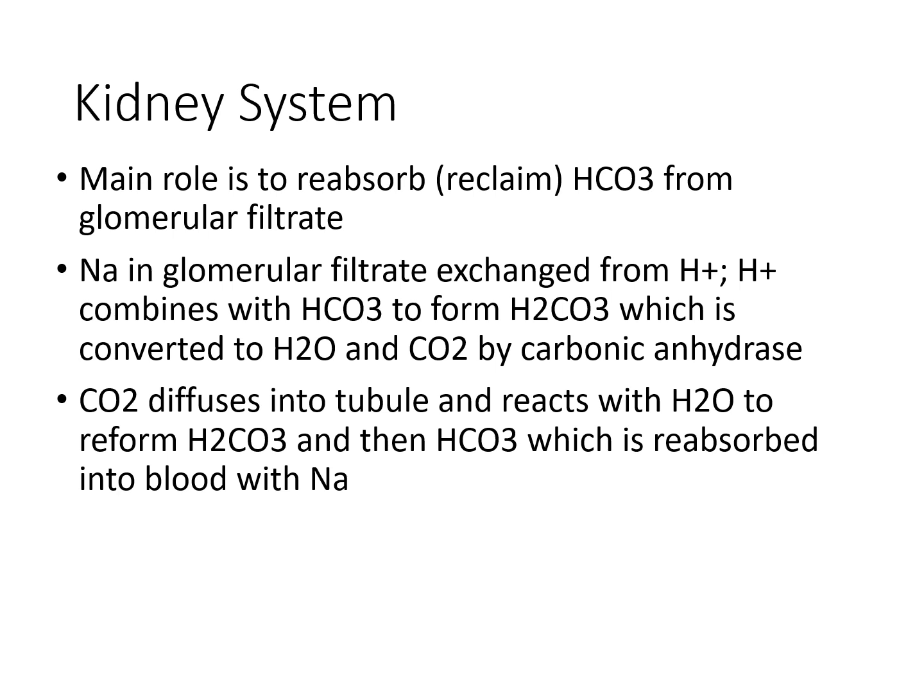The kidneys play a role in the acid-base balance by reclaiming bicarbonate from the glomerular filtrate. Sodium ions in the filtrate are exchanged for hydrogen ions. The hydrogen ions then combine with bicarb to form carbonic acid, which is converted into water and carbon dioxide by the enzyme carbonic anhydrase. The carbon dioxide diffuses into the renal tubule cells, where it reacts with water to reform the carbonic acid, which dissociates back into hydrogen ions and bicarbonate. The bicarb is then reabsorbed into the bloodstream along with sodium, effectively reclaiming bicarbonate and maintaining acid-base balance.